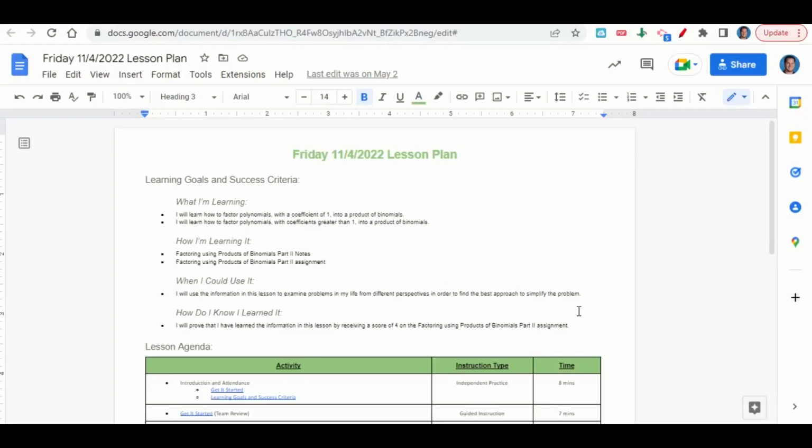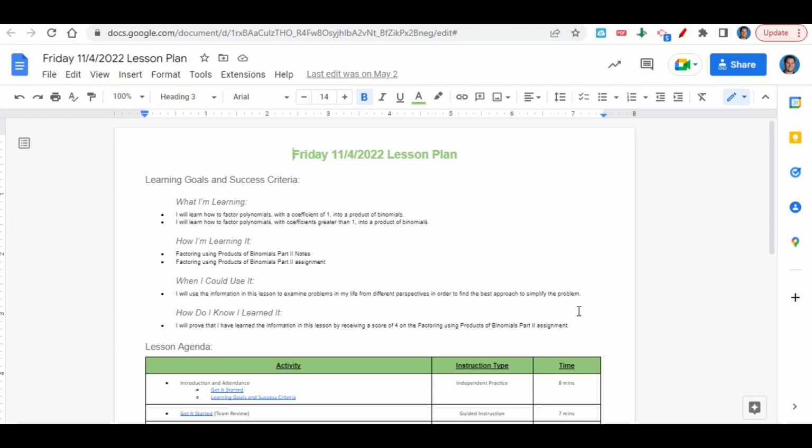Welcome everyone. Let's begin our lesson for today by going over the learning goals and success criteria. First, what are we learning? We're learning how to factor polynomials with a coefficient of 1 into a product of binomials, and how to factor polynomials with coefficients greater than 1 into a product of binomials. How are we learning it? Through the factoring using products of binomials Part II notes and the factoring using products of binomials Part II assignment.